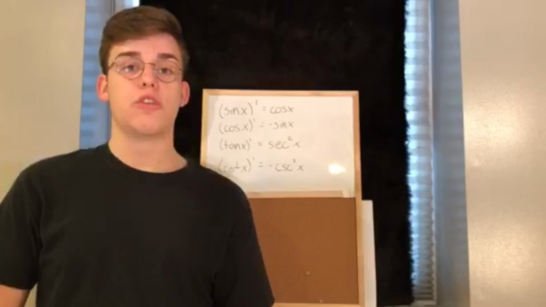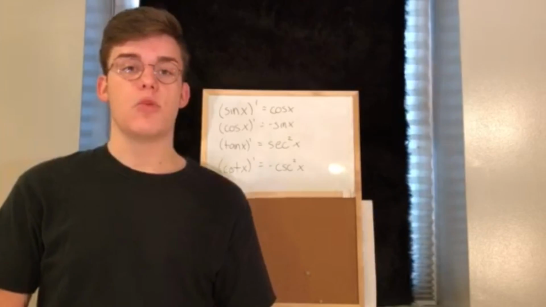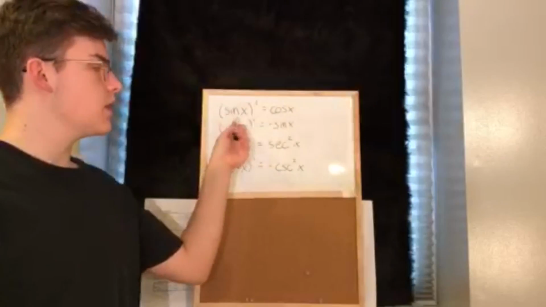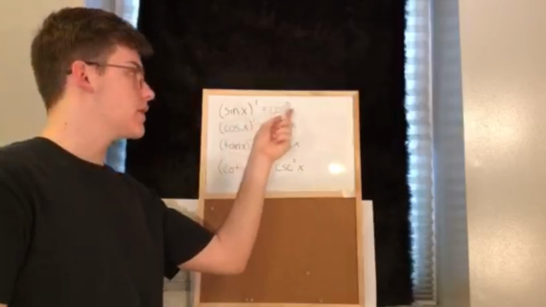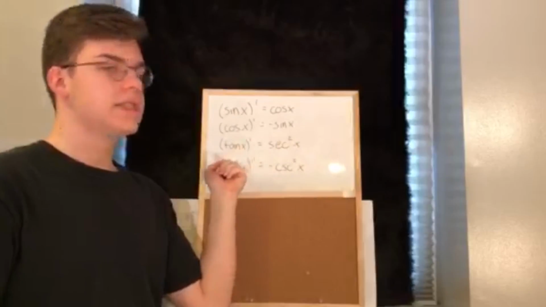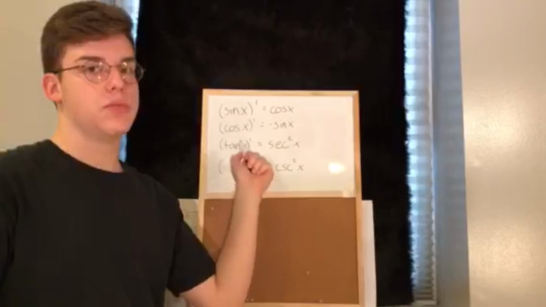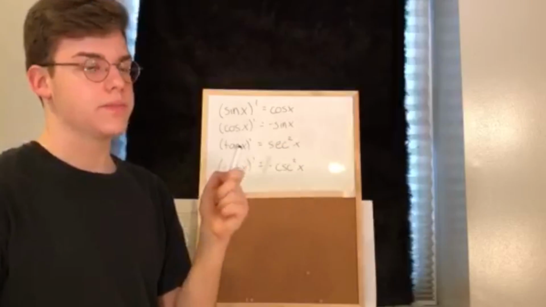When using trigonometric functions, there's really no trick other than just memorizing the functions. Sine x prime is equal to cosine, cosine prime is equal to negative sine, tangent prime is equal to secant squared, and cotangent prime is equal to negative cosecant squared.